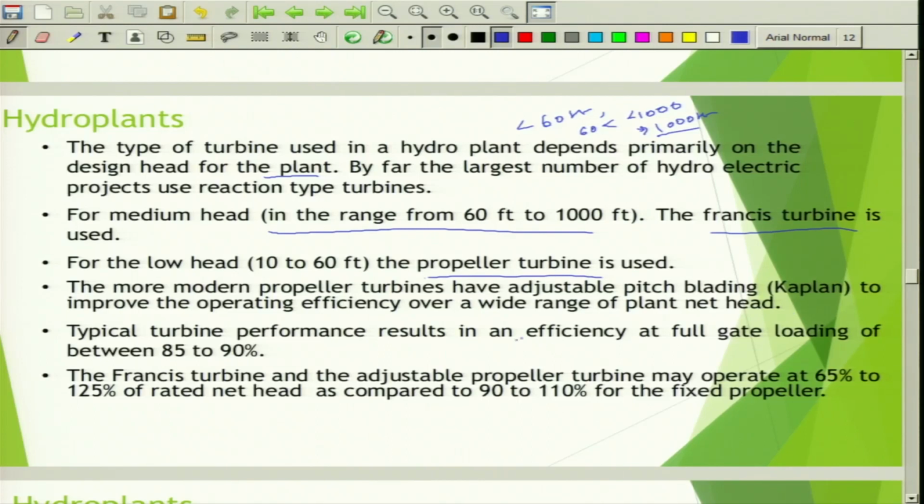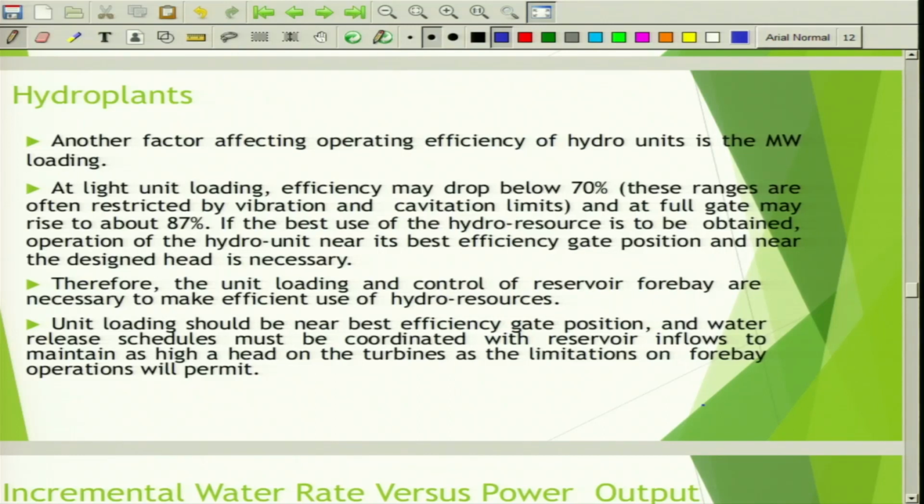The typical performance results in an efficiency at full gate loading of between 85 to 90%. The Francis turbine and the adjustable propeller turbine may operate at 65% to 125% of rated net head, as compared to 90 to 100% for the fixed propeller. Another factor affecting operating efficiency of hydro units is the megawatt loading. So it also depends upon how much you are loading. Every plant has its own optimum design. Let us take the example of a transformer. Even a transformer is designed to operate at maximum efficiency depending upon some loading conditions.